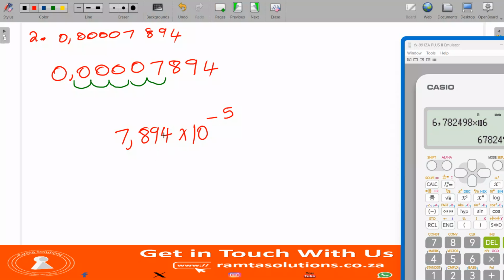But remember, we said we are rounding off to 2 decimal places. So rounding off to 2 decimal places, the third decimal place is 4. So since it is 4, it means the second will remain unchanged. So this is 7.89 times 10 to the negative 5. Right? And this is how we perform scientific notation.